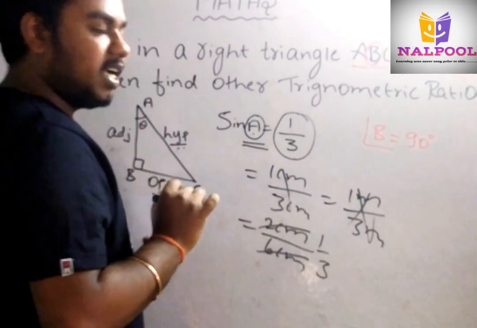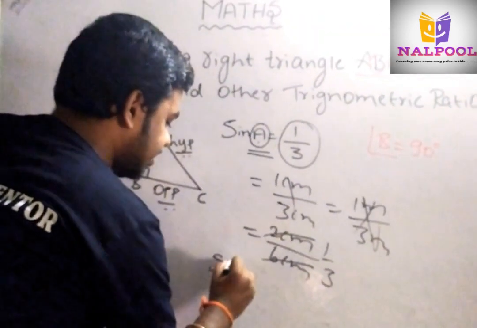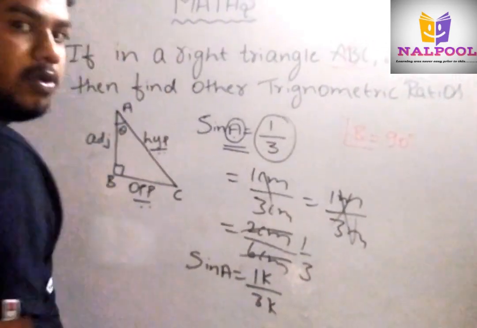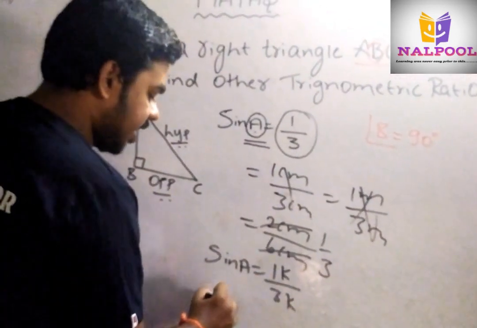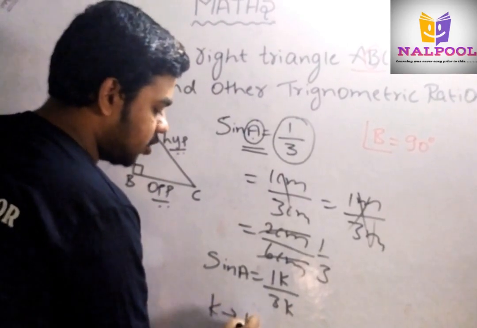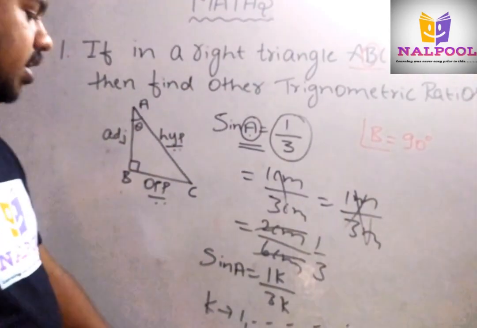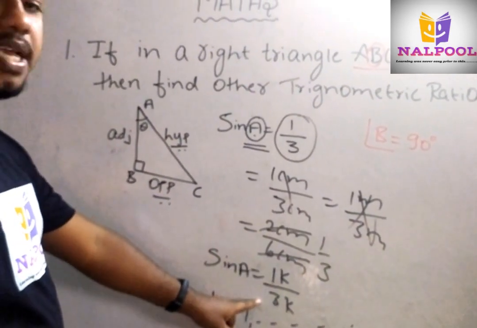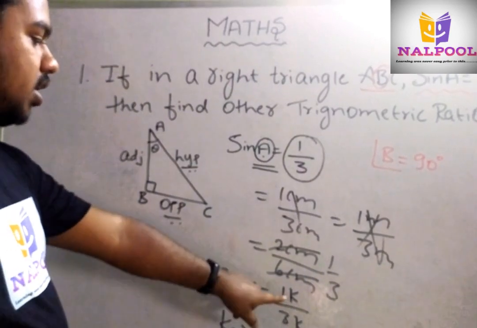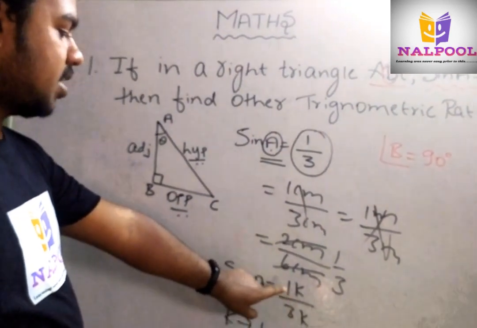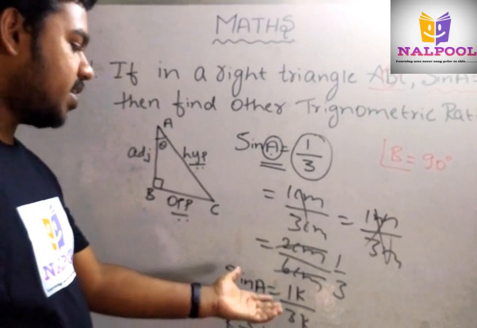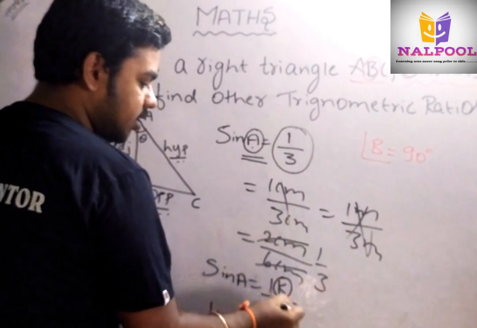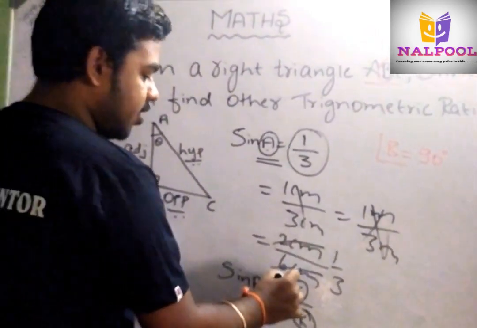Which one is K? We introduce K, okay? Therefore sin A is equal to 1K by 3K. Here the K value varies from 1 to infinity. It may be anything. If K is equal to 1, it will become 1 by 3. If K is equal to 2, it will become 2 by 6, then the ratio will be 1 by 3, no? Then if K is equal to 3, it will become 3 by 9. Then also the ratio will be 1 by 3. Therefore, they have given the ratio. That's why we are considering K here. Okay, very, very important, students. Why do we have to consider K?